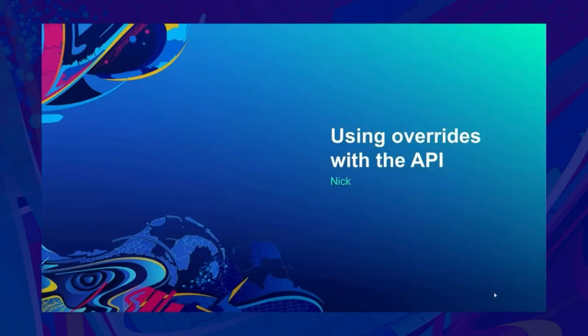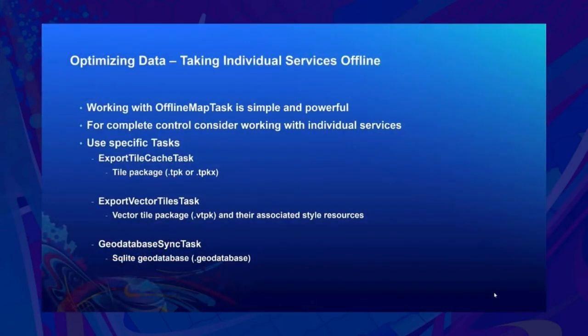Thank you, Nick, for showing us the overrides with the API. So we looked at the overrides, which is a really good option using the offline map task, and it gives you that fine-grained control for the individual services. Now, the offline map task is a pattern that's quite high level in runtime, and it works in terms of the whole web map. It's simple, it's powerful. In most cases, it will just work for taking your map offline.